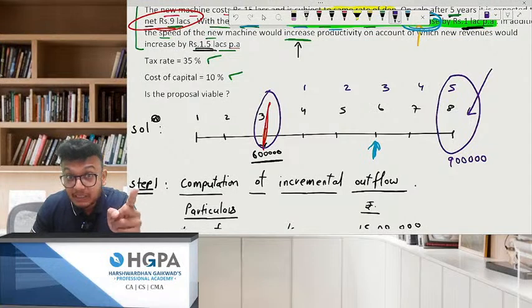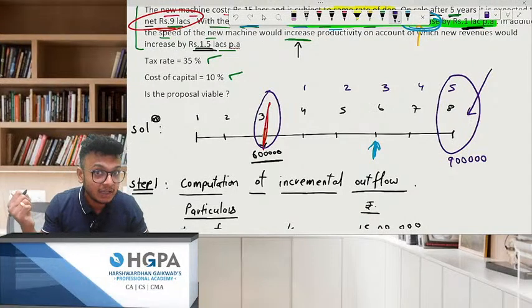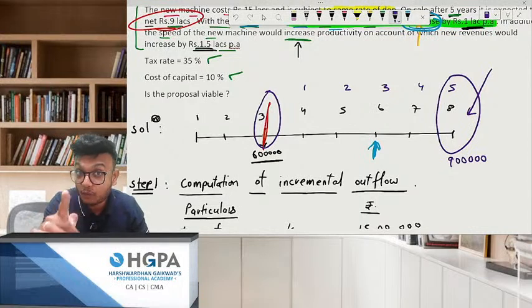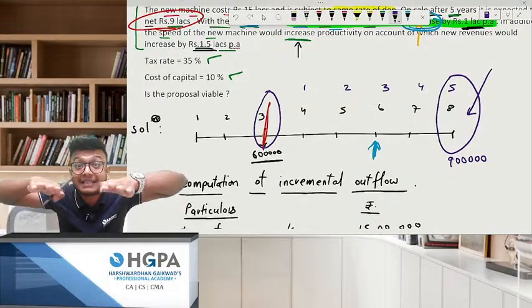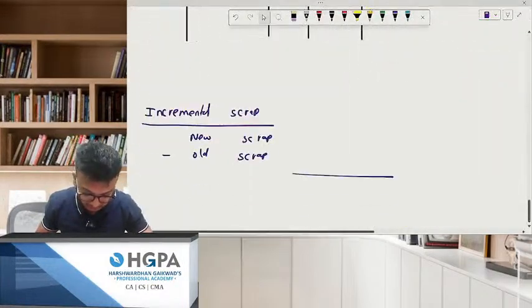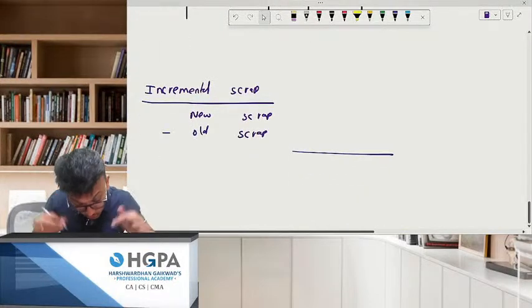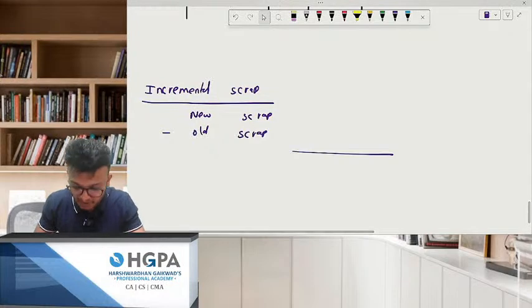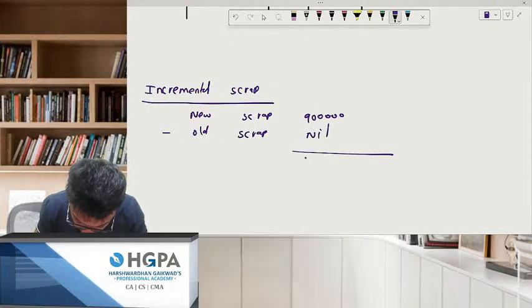Just because scrap is mentioned or just because I've considered it, it does not mean I'll take it. If they would have told me that yes, 1 lakh rupees is a scrap value at the end of useful life, I would have deducted it because it is at the same age. You understand this? So if I even have to do this working note, you can show it to the examiner that you know this stuff. 9 lakh nil, and that is why it is coming 9 lakh.